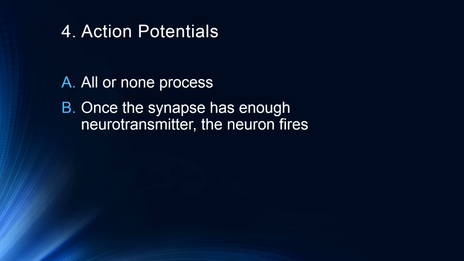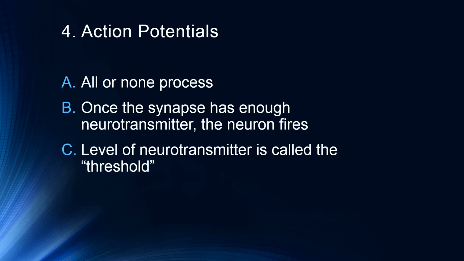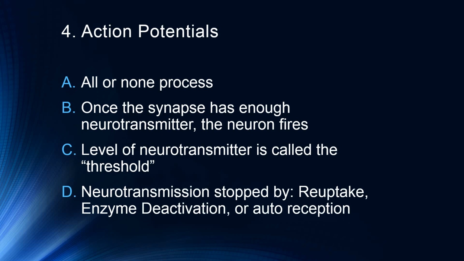Once the synapse has enough neurotransmitter, that is, once the cell membrane has depolarized past its threshold, the neuron will fire. It will keep firing if there is sufficient neurotransmitter present. This level of neurotransmitter is called that threshold. So if there's still enough neurotransmitter beyond the threshold, that neuron will keep firing. That process is then stopped through a variety of processes.